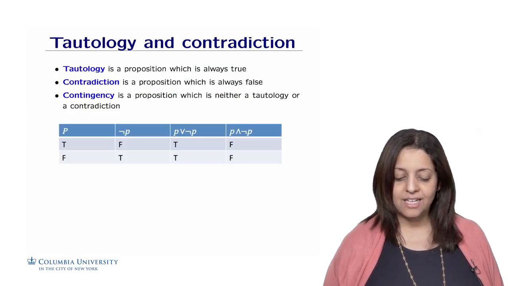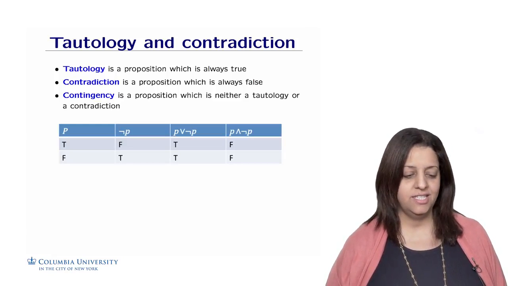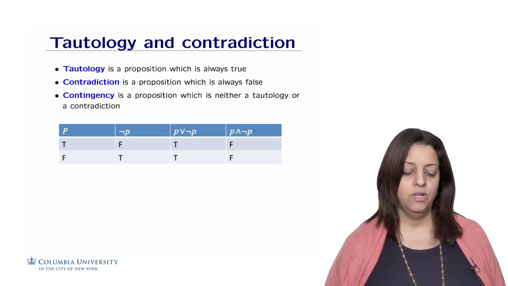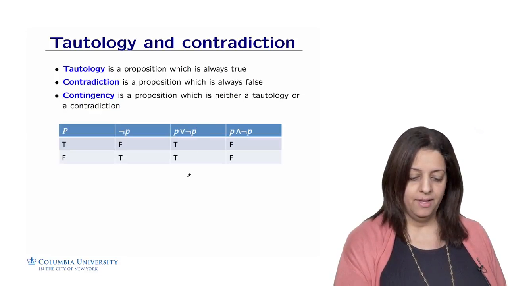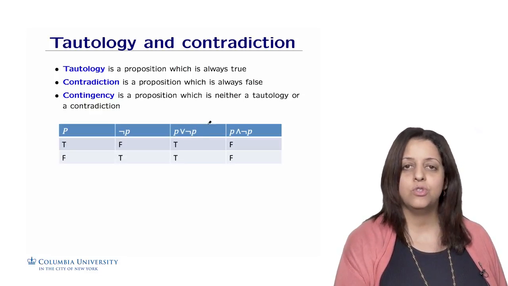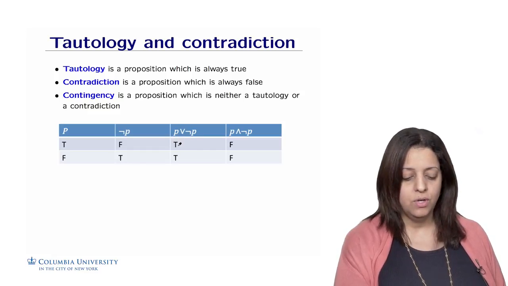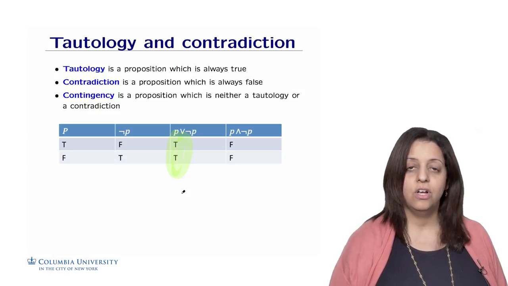We also like to talk about tautologies and fallacies or contingencies. A tautology is a proposition which is always true. For example, suppose we have P. If I take P or not P, to be or not to be, this is true. We always have one of these two terms true, which means that the disjunction is always true. So this is called a tautology.